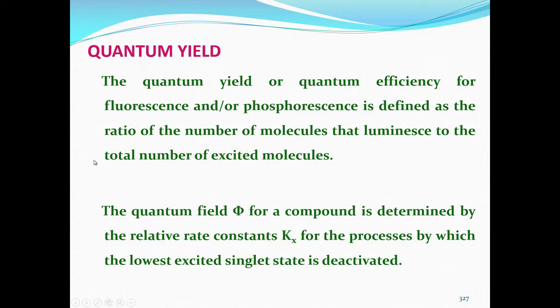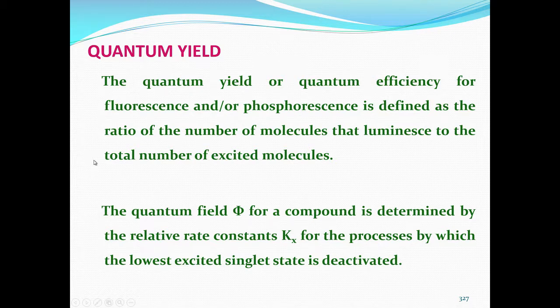The quantum yield is a term defined for fluorescing substances, and you can even call it quantum efficiency for fluorescence or phosphorescence. It is defined as the ratio of the number of molecules that luminesce to the total number of excited molecules. All the excited molecules need not result in fluorescence, as we have seen so far with a long discussion.